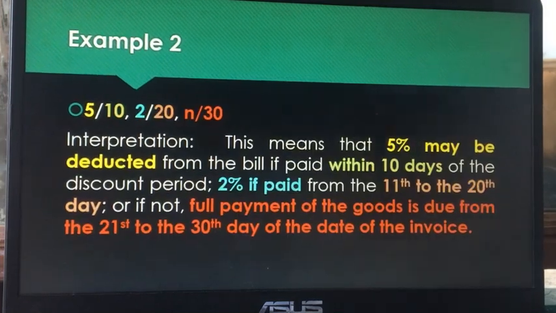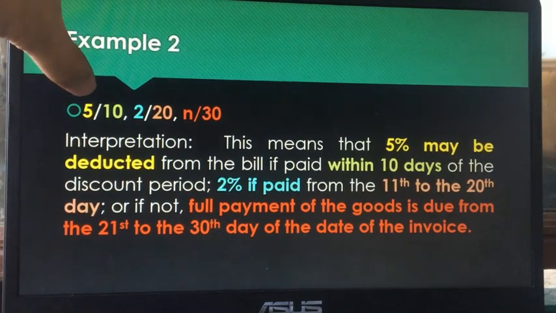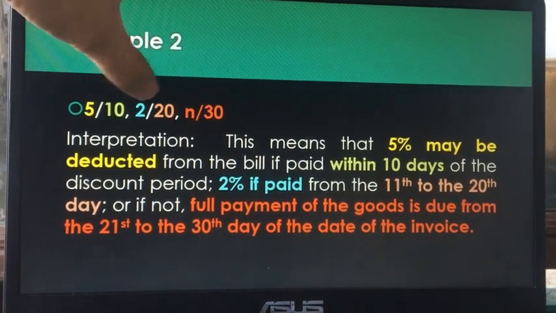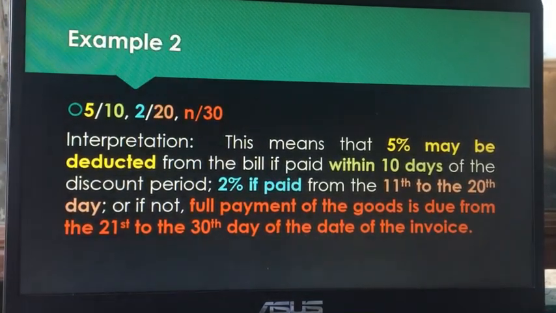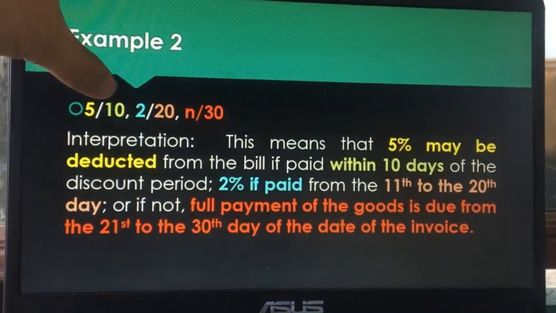Let's try another example. In example number 1, as you can observe, I have 3 series of payment terms. The first one is 5 over 10, the second one is 2 over 20, and the last one is n over 30. How are we going to interpret that? Of course, in each interpretation, it begins with the first part. So our first part here is 5 over 10.